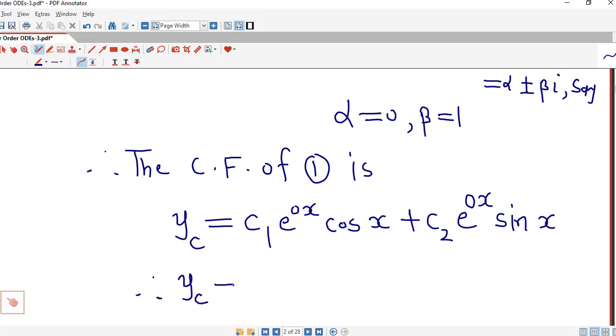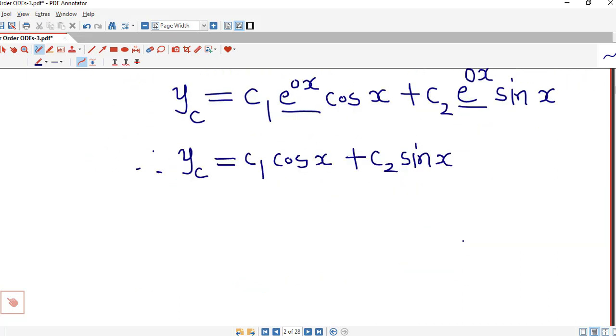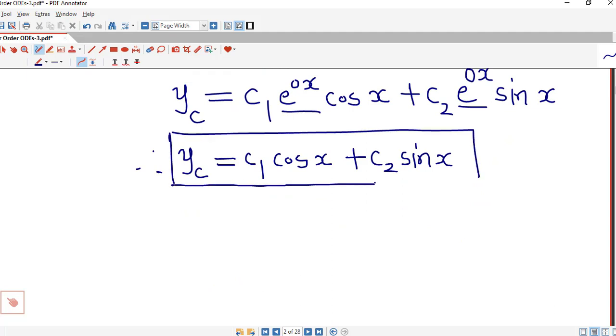So y_c becomes c1 cos x, because e raised to 0x is 1. It is c1 cos x plus c2 sin x. So this is the complementary function of the given differential equation. Now we find out the particular integral using the shortcut method.